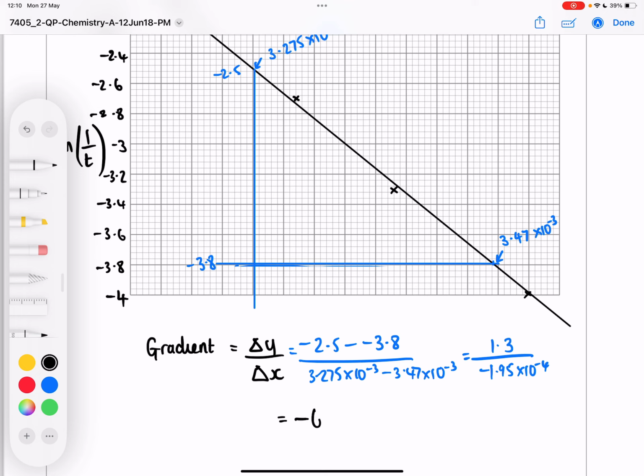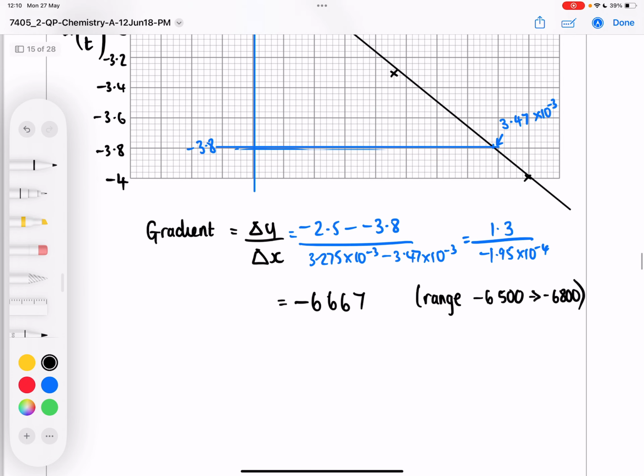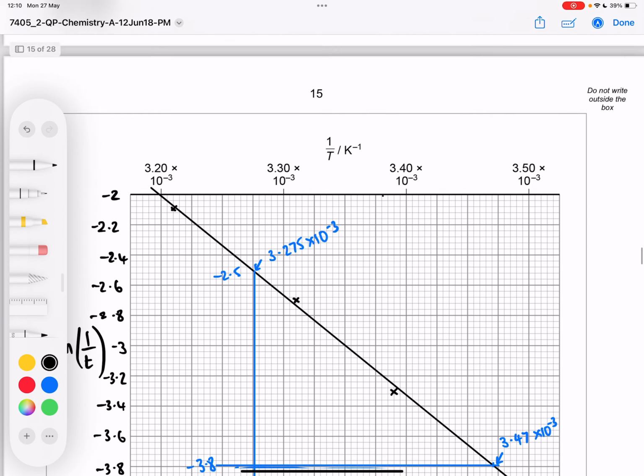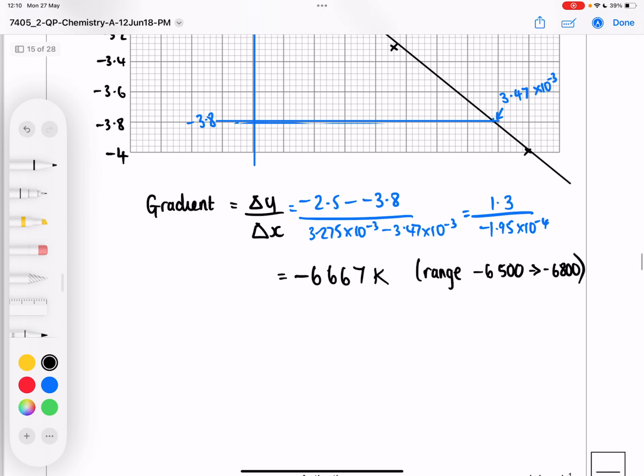So I'm getting minus 6,667. Now the range that the exam board allowed on this one was anything from minus 6,500 to minus 6,800. Now that is my answer, and if we look at the units, that's in Kelvin. Now the gradient is equal to minus Ea over R. So minus Ea over R equals minus 6667 Kelvin.